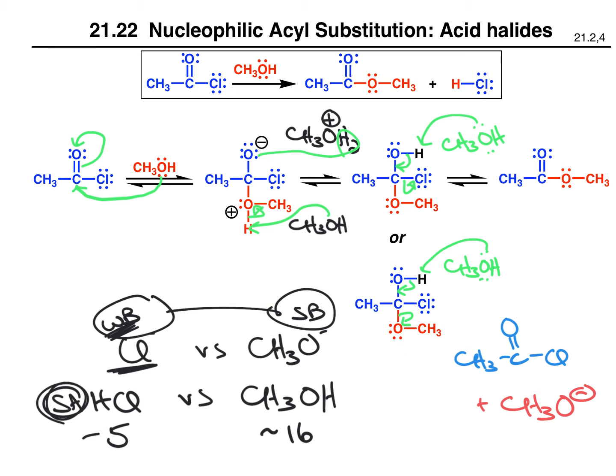So if we were thinking about going from an ester to an acid chloride, we would come to this same tetrahedral intermediate, but we're not going to kick this out to form the acid chloride. We're always going to kick out the chloride to form the ester. So we can always think about the dissociation of the tetrahedral intermediate as a competition between leaving groups.